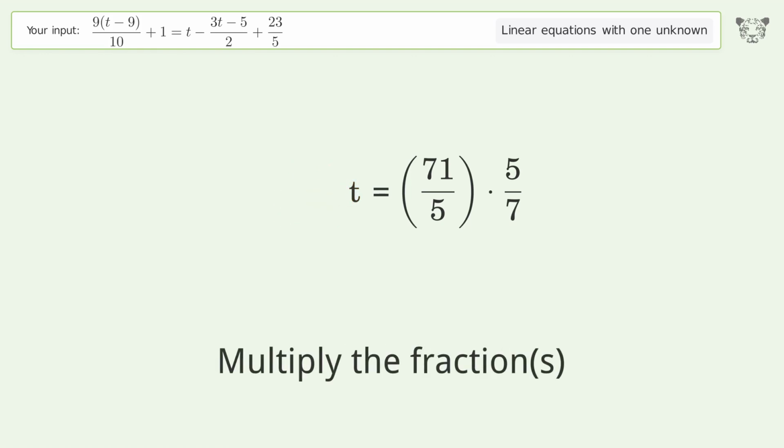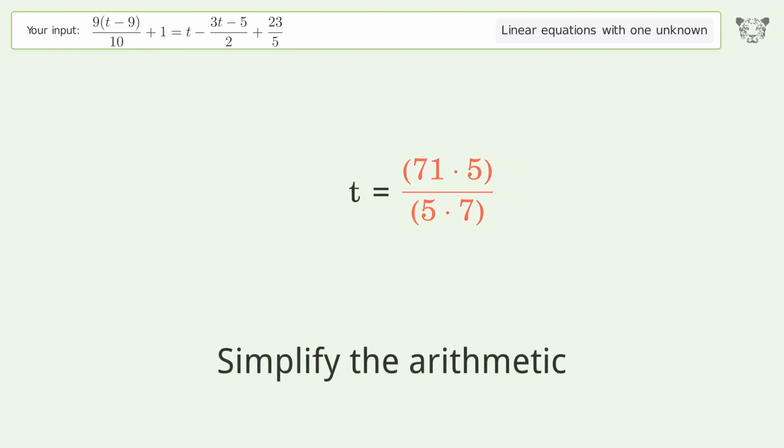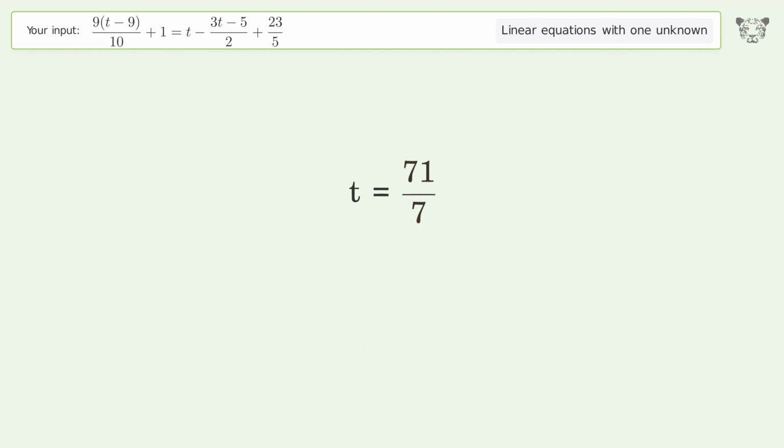Multiply the fractions. Simplify the arithmetic. And so the final result is t equals 71/7.